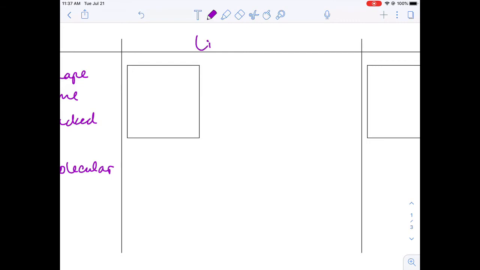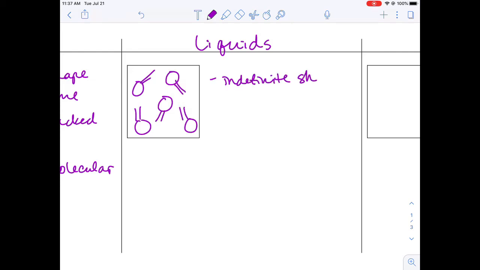So now we're going to look at liquids. So liquids are a step up from solids. So the particles are spaced farther apart. They're moving a little bit faster. So we've got a little bit longer whooshies.